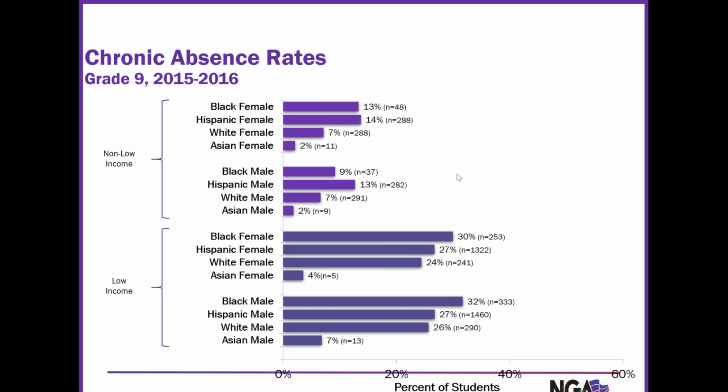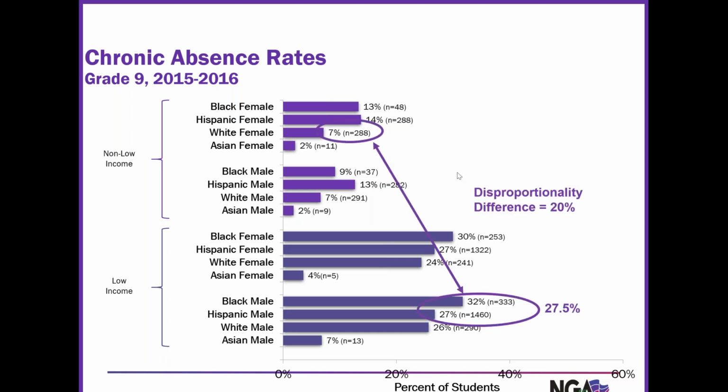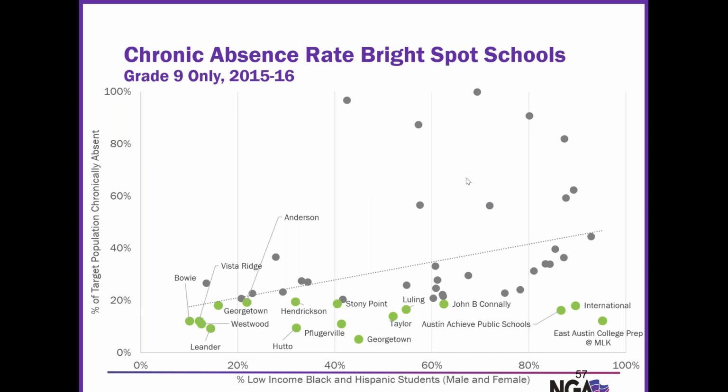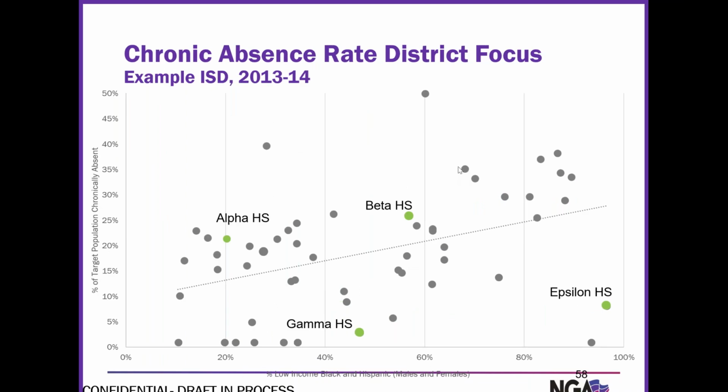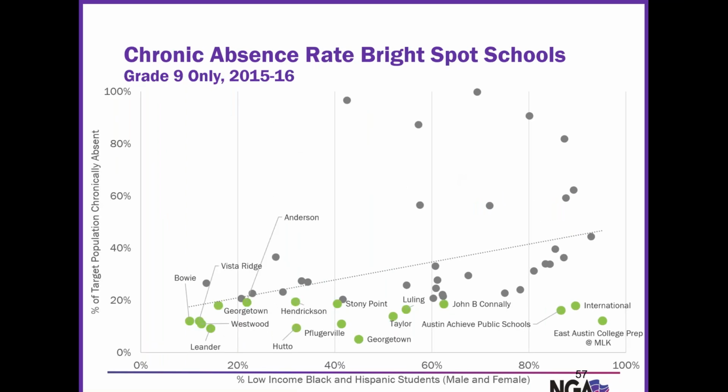So one of the things that we did, take a look at the next slide, was go ahead and move forward, was looked at our bright spot schools. What you see here, no, back up just one, is schools across the Central Texas region on the horizontal axis. We've paired schools that have common demographics, based on the percent of low-income Black and Hispanic students that they have, from anywhere from very few on the left side to almost 100% of their students low-income Black and Hispanic.